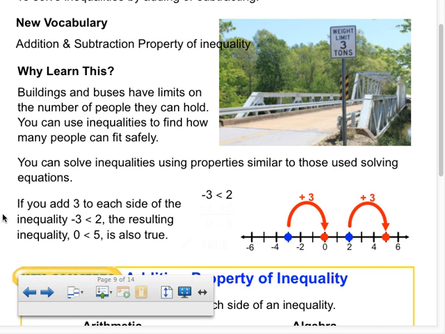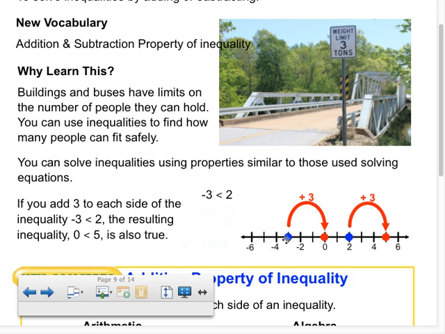So now take a look at this. So this is what I'm saying. You're going to see a lot of repetition here. Solving inequalities and solving equations, it's the same thinking. If you add 3 to each side of the inequality negative 3 is less than 2, the resulting inequality, 0 is less than 5, is also true.